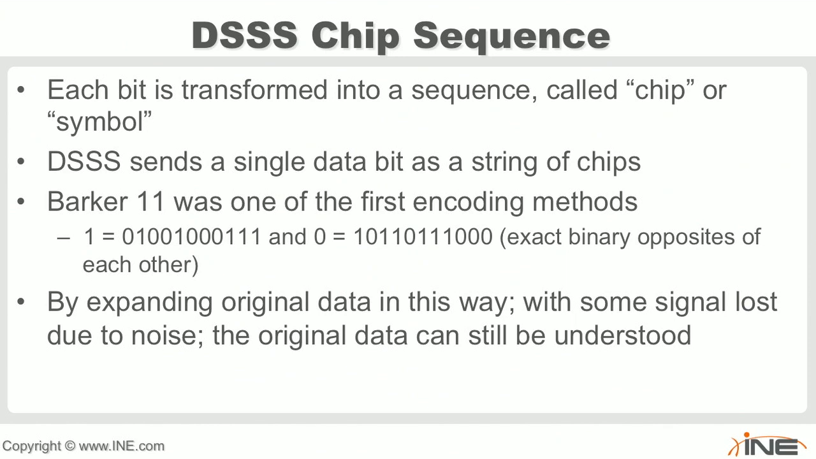DSSS sends the data in a string of chips. Barker 11 was one of the first encoding methods. It's not used for high data rates today. It can still be used for low data rates. The reason that we talk about it is we want you to understand the concept of chips or symbols, and how they represent data at a very basic level.